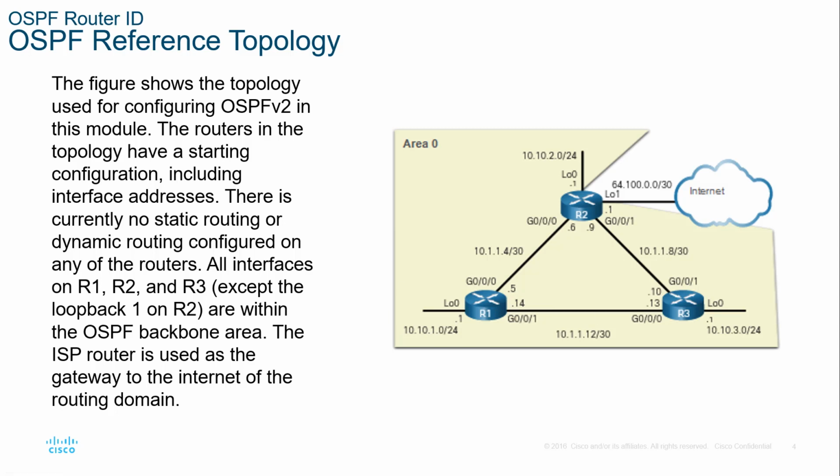But in this network, there is no static routing, there is no dynamic routing, there is really nothing. So all the interfaces on R1, 2, and 3, except the backbones, should be within the OSPF area. The ISP router is used as a gateway of last resort, but this is going to be the sphere of our OSPF. You'll notice it says area 1. This is not in our gray color because this is outside the sphere of our area 0 control.